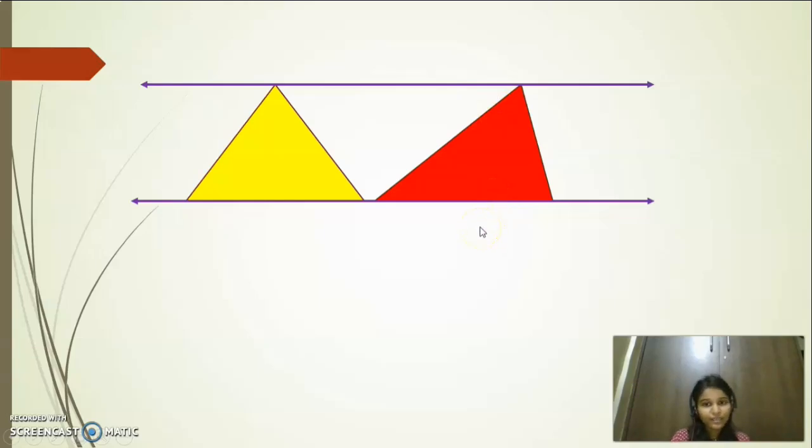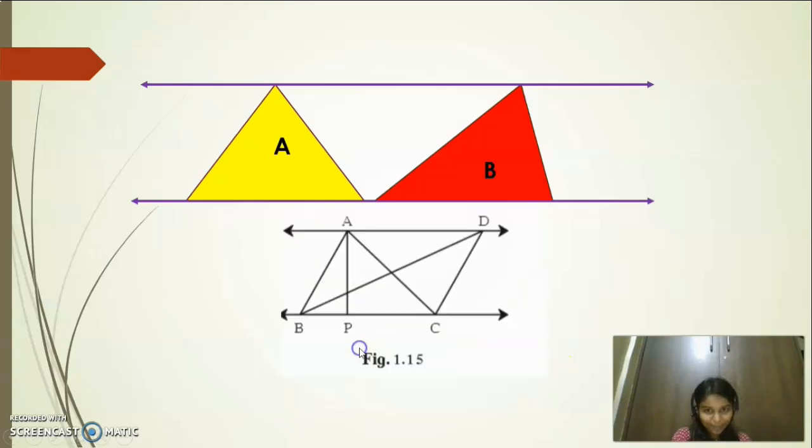And we have already learned that whenever we draw a perpendicular line between two parallel lines, they will always be same. So we came to the conclusion that whenever we have triangles which lie between two parallel lines, then their heights will be same. मतलब जब भी हमारे पास दो या दो से ज्यादा ट्राइंगल्स होंगे जो दो पैरेलल लाइन के बीच में हो, तो उन सब की हाइट क्या होगी? सेम.